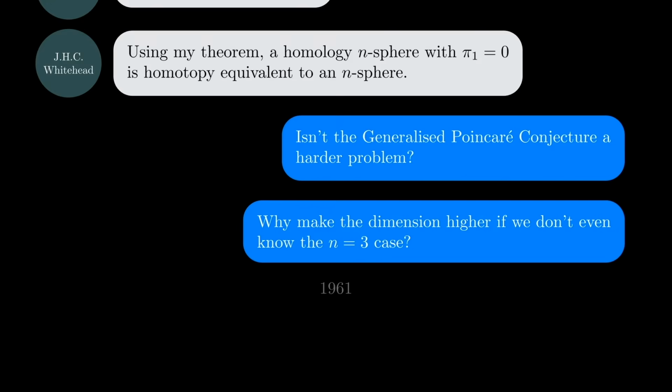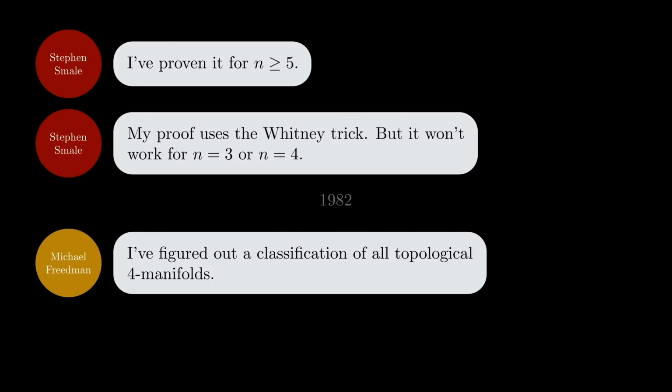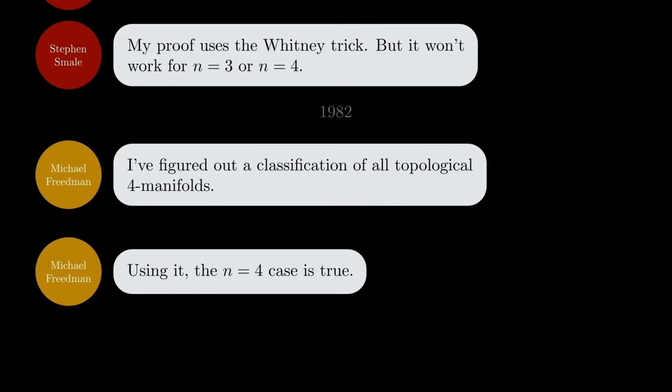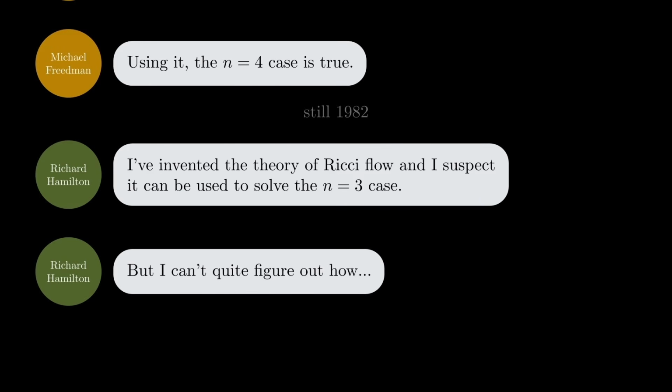And in 1961, Smale comes along and proves the h-cobordism theorem, which handles the generalized Poincaré conjecture in all dimensions greater than or equal to 5. Then, in 1982, Freedman figures out topological 4-manifolds, and this gives him all he needs to show the generalized Poincaré conjecture for n equal to 4. So the original question about 3-manifolds was all that remained. Still in 1982, Hamilton invents the theory of Ricci flow, in part to attack the n equals 3 case of the Poincaré conjecture. But he can't quite figure out how to do it.